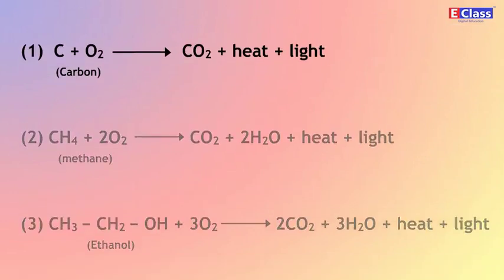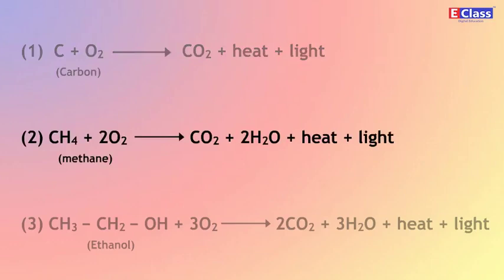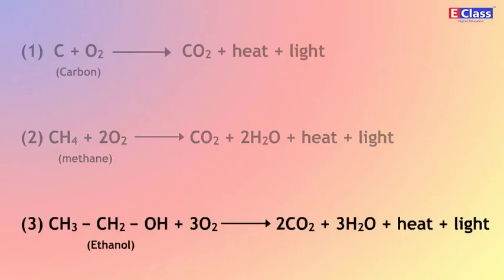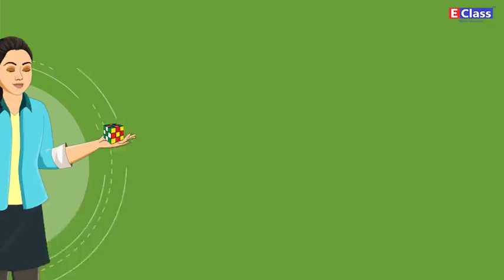1. C plus O2 gives CO2 plus heat plus light. 2. CH4 plus 2O2 gives CO2 plus 2H2O plus heat plus light. 3. CH3CH2OH plus 3O2 gives 2CO2 plus 3H2O plus heat plus light.